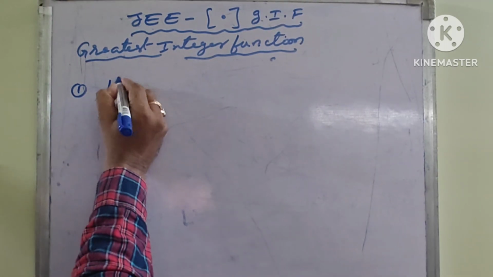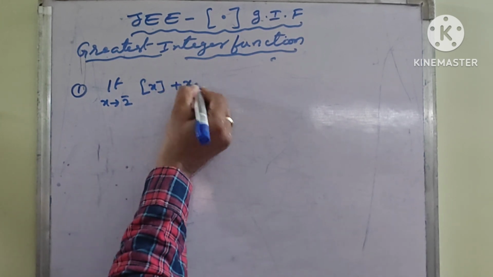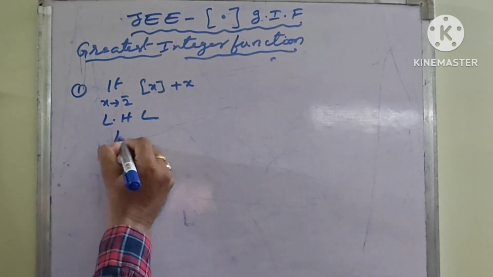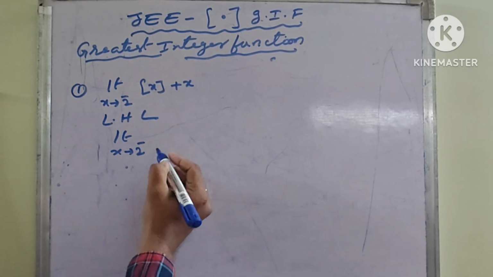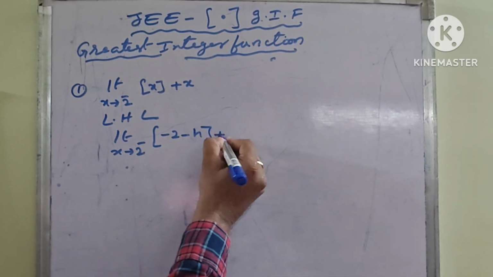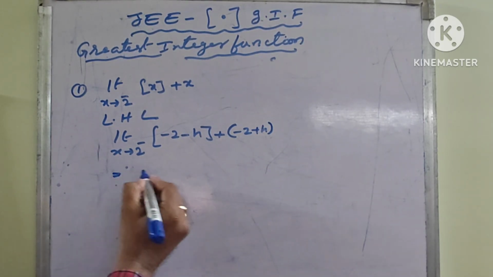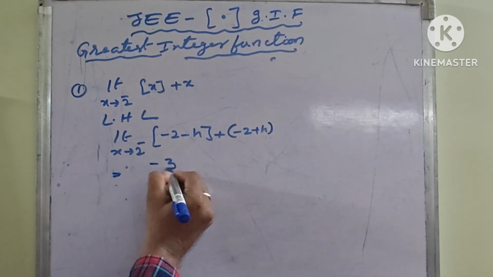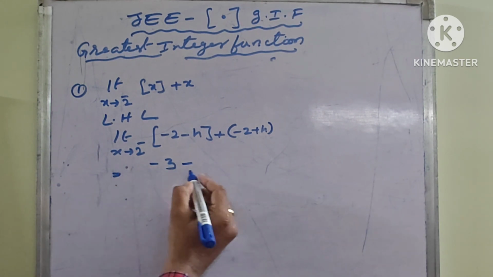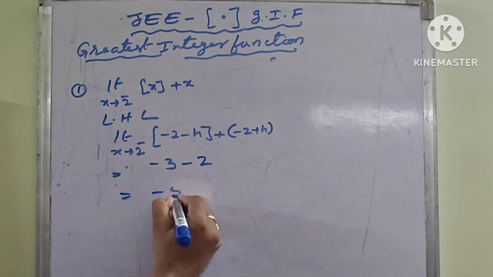Now one example, a limit: limit x tends to 2 minus of integral part of x plus x. What is the LHL? LHL is limit x tends to 2 minus, that is minus 2 minus h plus minus 2 minus h. The integral part of minus 2 minus h is minus 3, with h tends to 0, and the second term is minus 2. Finally this answer is minus 5.